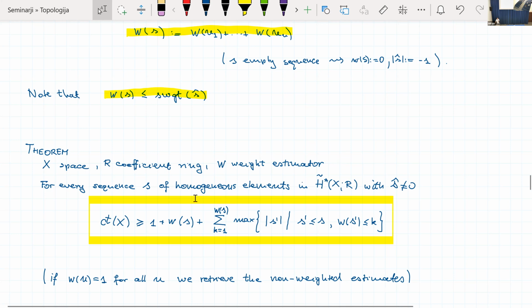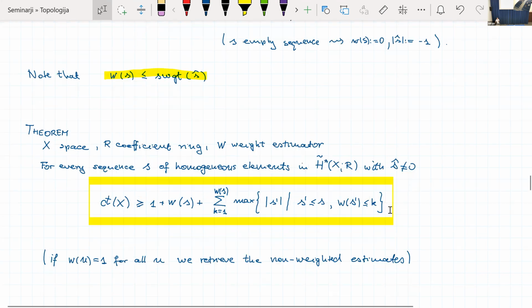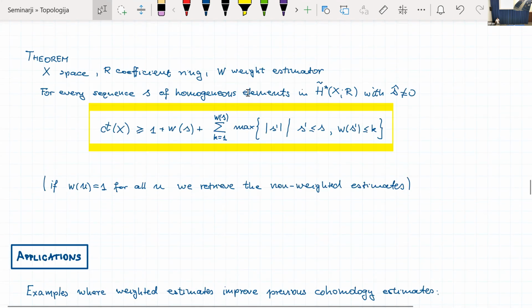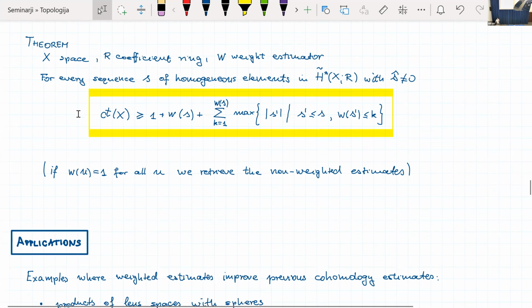And of course, if you take the weight of an element to be 1, then you get the previous estimates. So you're looking for cases where you have elements of higher weight. Okay, so this is the final formula, and I'm now going to list some results. I have some 5 to 10 minutes, so I'm going to cut this short if possible.